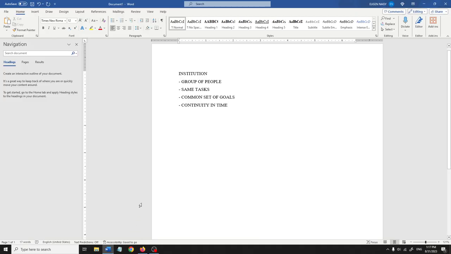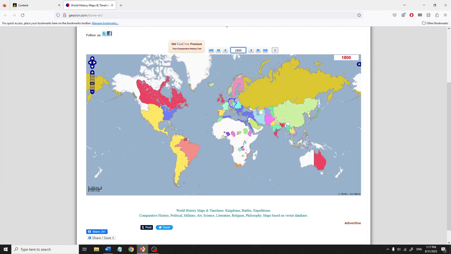Okay, to review then, an institution is a group of people performing the same tasks towards a common set of goals with continuity in time. Okay, that being said, let's go back to what we were talking about in terms of a world of states, and what is a modern state and why is this important.